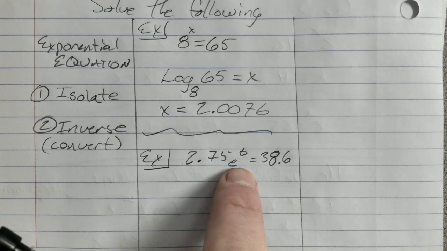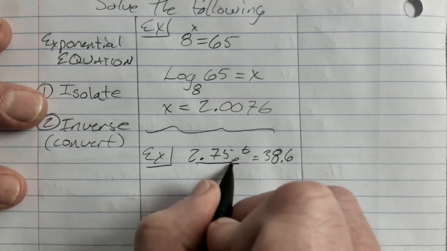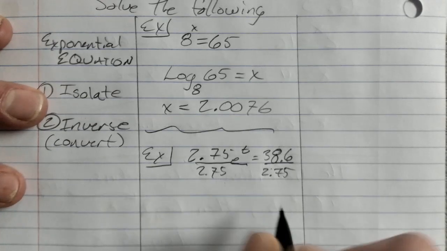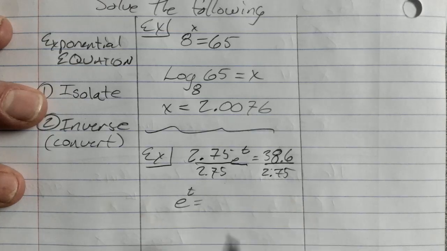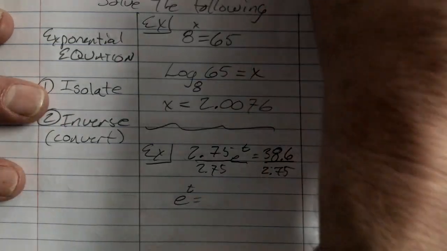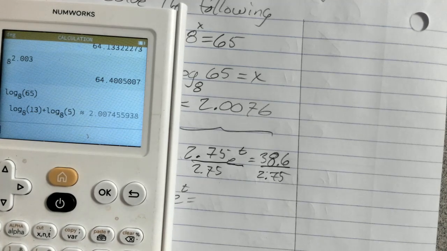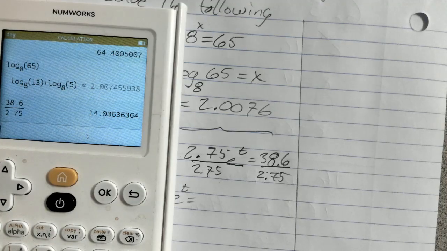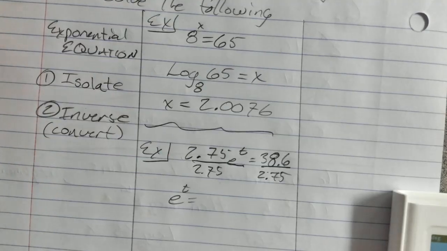Now, Connor, is there a number in front of e being multiplied? Yeah, Connor, what do I need to do first to get e to the t by itself? Yeah, how am I going to do that? Divide by what? 2.75. Divide by 2.75. So now I get e raised to the t power equals, whatever on earth that is. 38.6 divided by 2.75. We get 14.04. We okay with that rounding? 14.04.